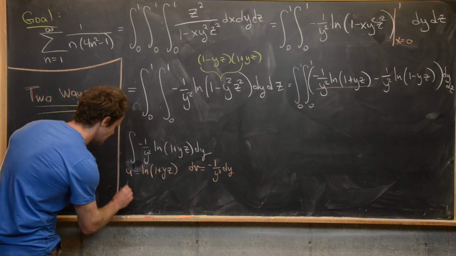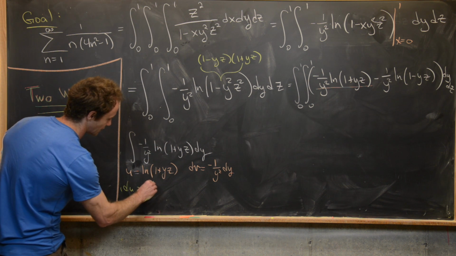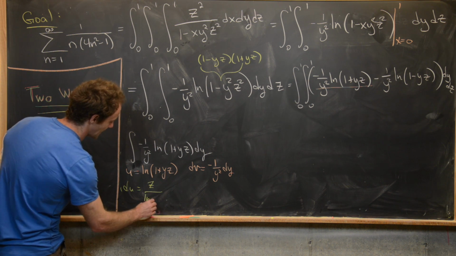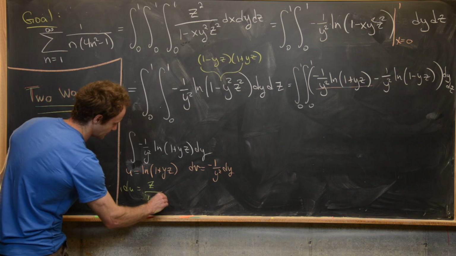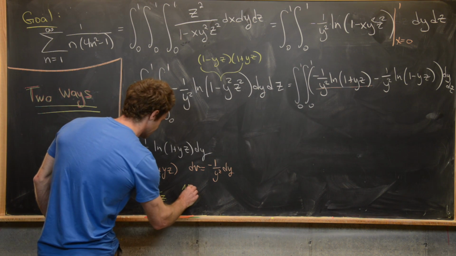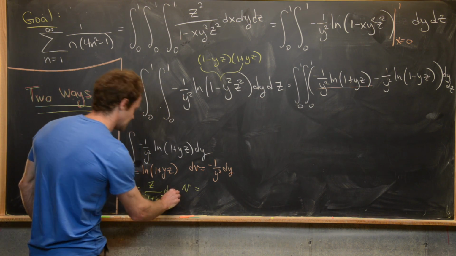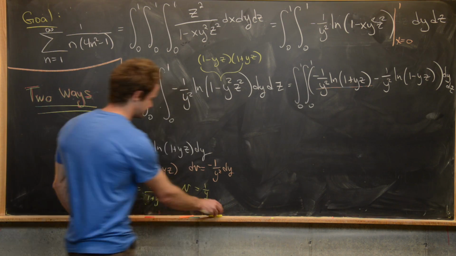So du will be equal to, notice this is going to be with respect to y, so we'll get z over 1 plus yz, again using the chain rule. And here, taking the antiderivative, we will get v equals 1 over y.